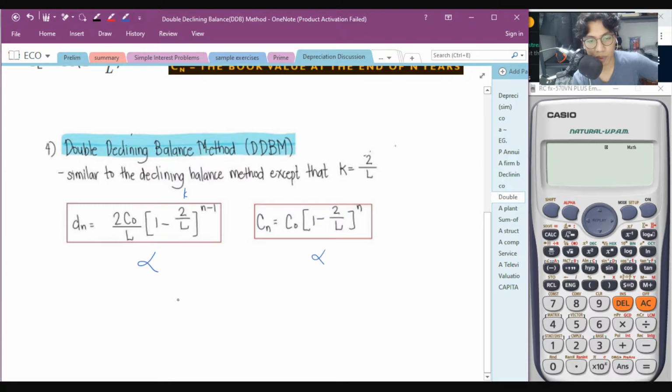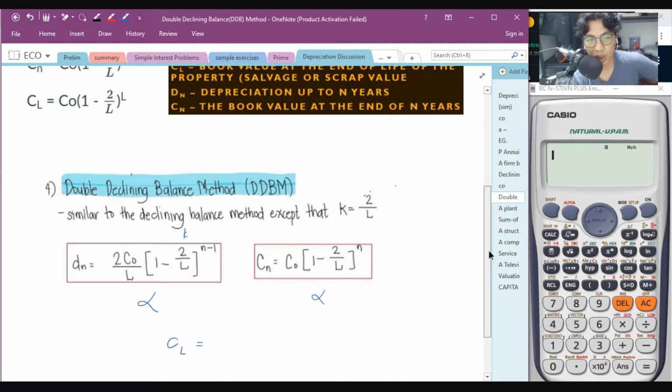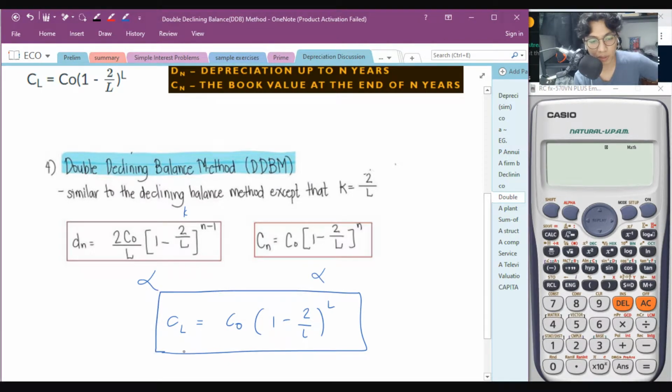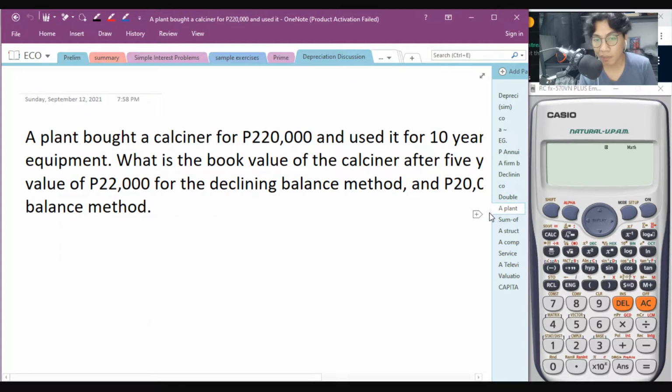So, ganun din. Yung CL or the salvage value. The salvage value is equal to the first cost multiplied to 1 minus 2 over L raised to the useful life. Yan lang po. So, in order for us to understand it, we have to apply it into a problem. So, I have here one problem.